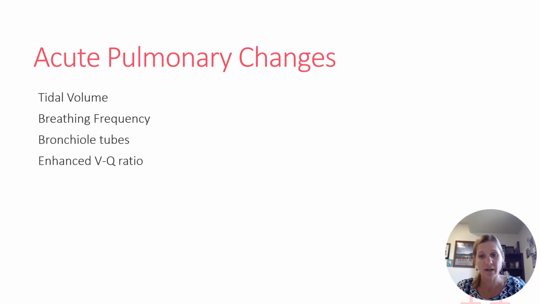Okay, so we talked about the cardiovascular changes that we experience during aerobic exercise. Now we're going to move forward and take a look at the pulmonary adaptations or the pulmonary changes during acute exercise. Okay, so let's talk about getting some of these terms down and then we'll go into the nitty-gritties. Okay, so tidal volume.